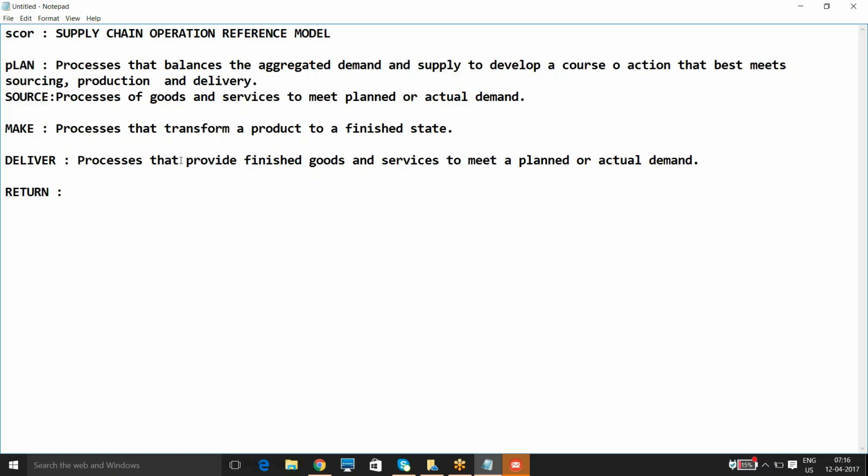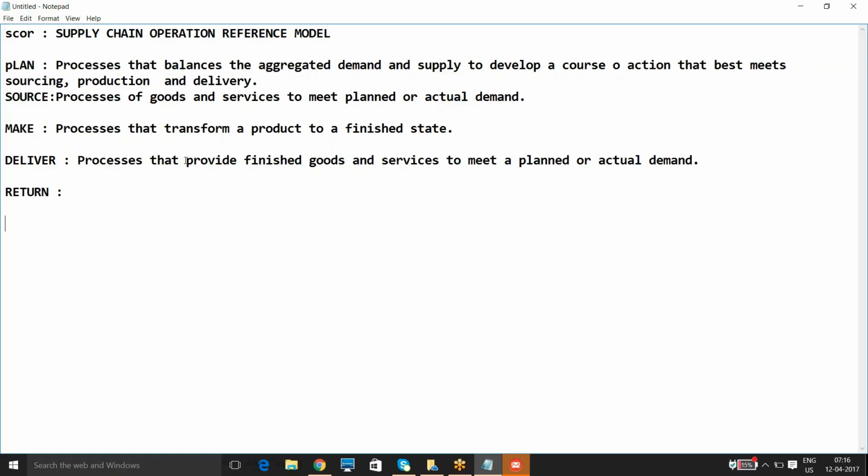When you say the process that provides the finished goods, you have made some process, you have done the wrapping of the laptops and all, and you're trying to provide it. So that comes in the deliver. Hope you got me. So deliver means delivering. You mean to say like that? The finished goods. Yes, delivery.